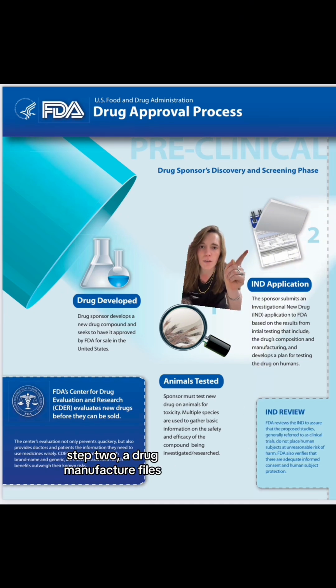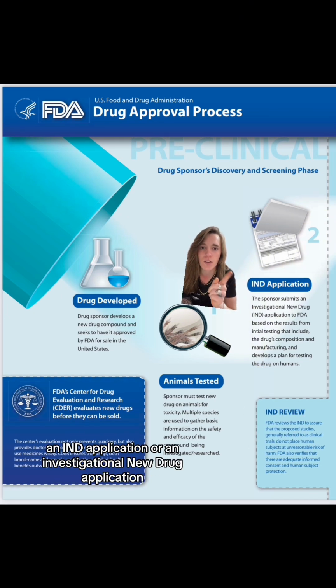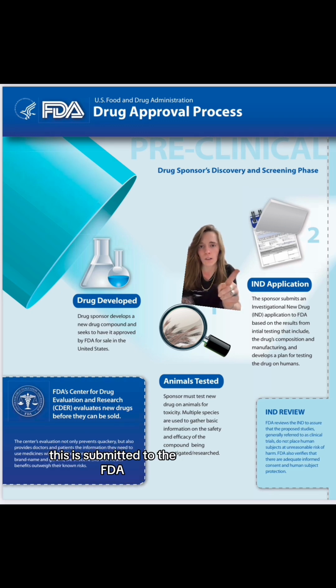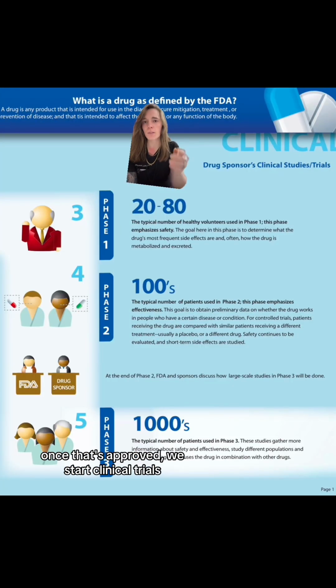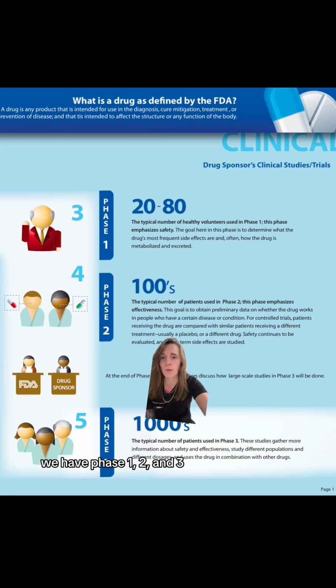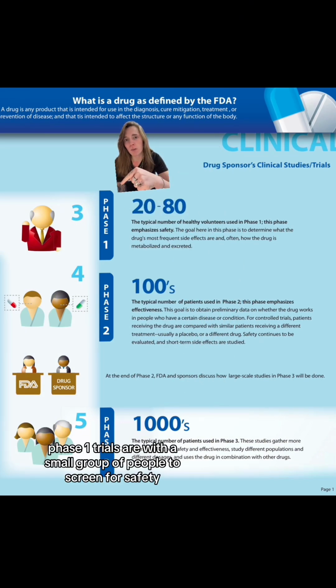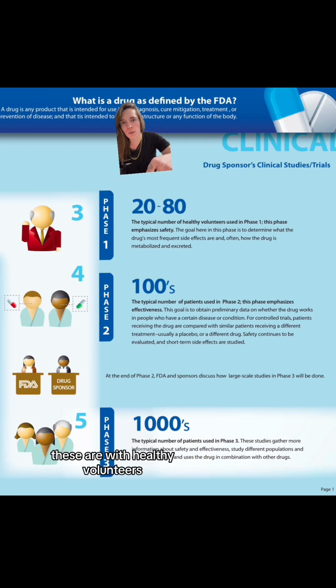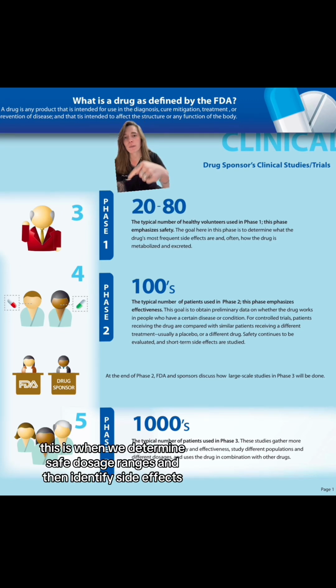Step 2, a drug manufacturer files an IND application, or an investigational new drug application. This is submitted to the FDA, and this is before we start testing on humans. Once that's approved, we start clinical trials. We have phase 1, 2, and 3. Phase 1 trials are with a small group of people to screen for safety. These are with healthy volunteers. This is when we determine safe dosage ranges and then identify side effects.